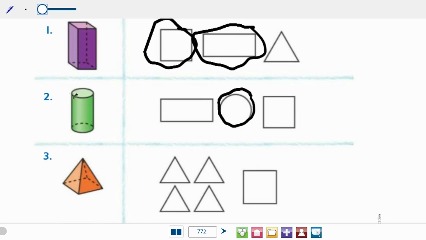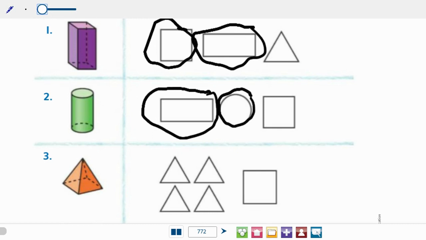We need something to go around the cylinder, and so it's actually going to be a rectangle because we would need to fold this, roll it up to make it into a cylinder. You could also do this if you had a piece of paper and you just rolled it very carefully. You could create a cylinder without the bases just by using a piece of paper.